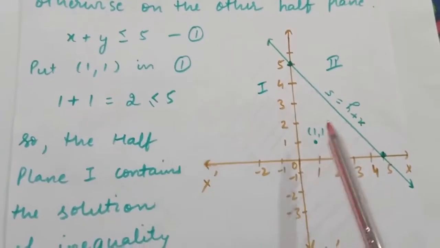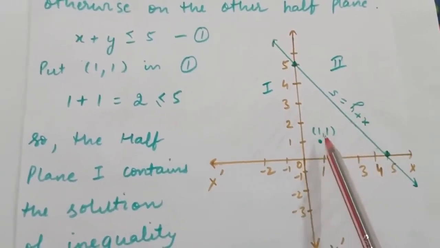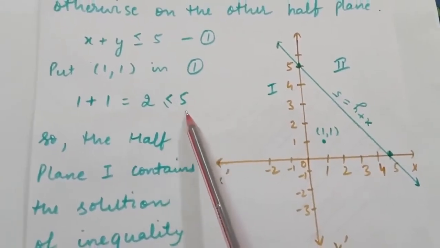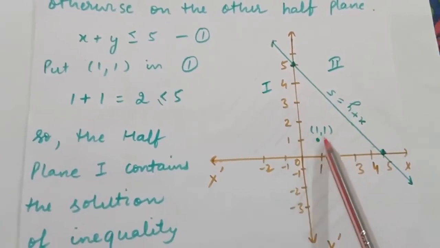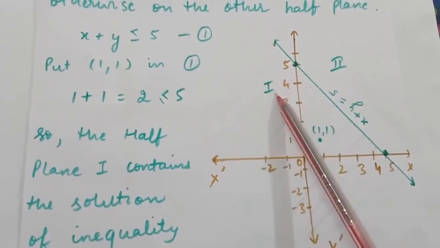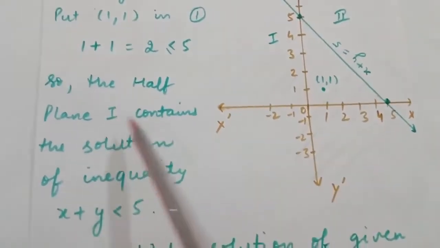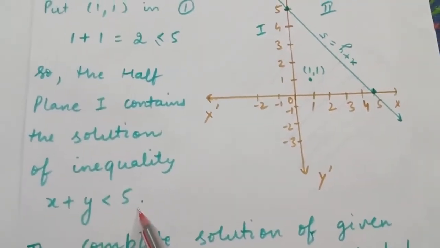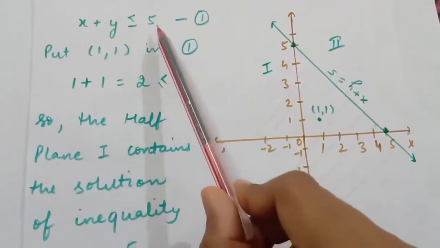So when we take any point from any of the half planes, if it satisfies the given inequality, then the solution will lie in that plane. So it satisfies this point, therefore the solution will lie on the half plane first, and shade this portion. So the half plane first contains the solution of the inequality x plus y less than or equal to 5.